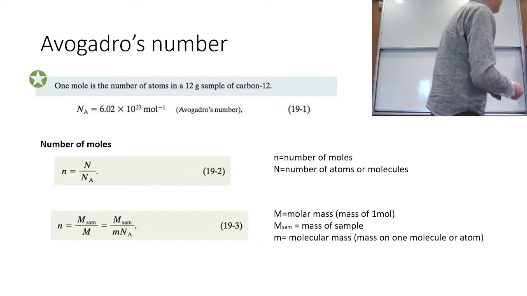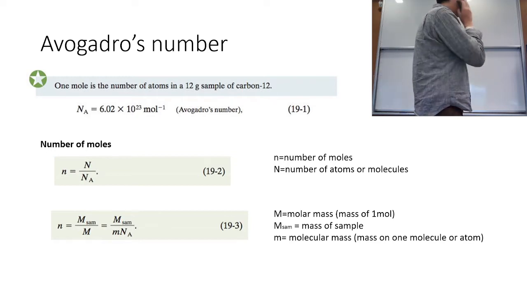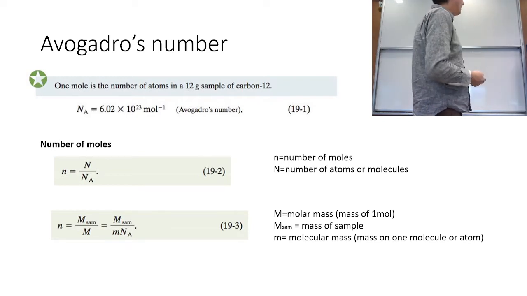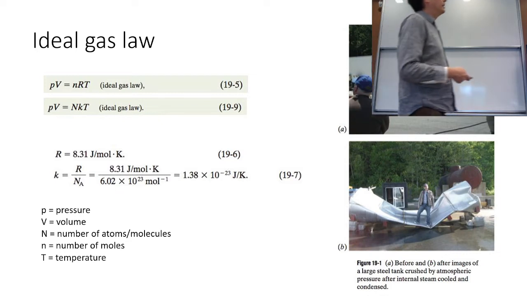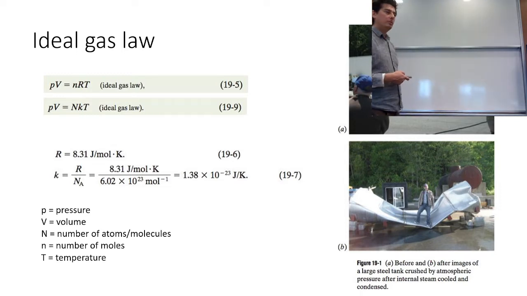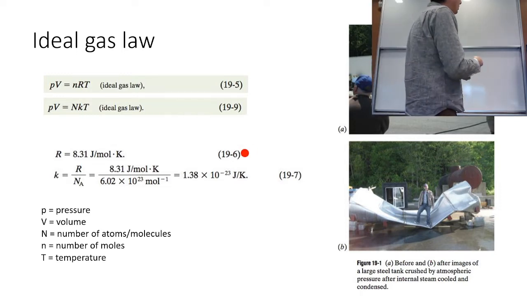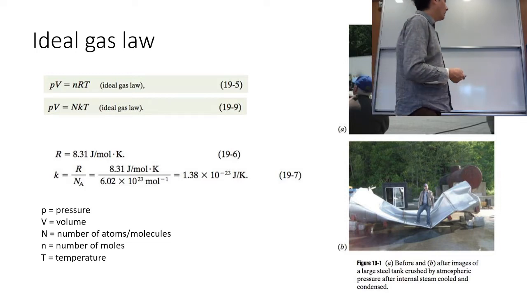So just to recap, this chapter is about a microscopic theory of gases. This is why things like Avogadro's number and the number of moles come into it. You might have seen this in other subjects, but one thing that we will be using is the ideal gas law, so PV equals nRT, or the microscopic version, PV equals NkT, where N is the number of atoms this time.